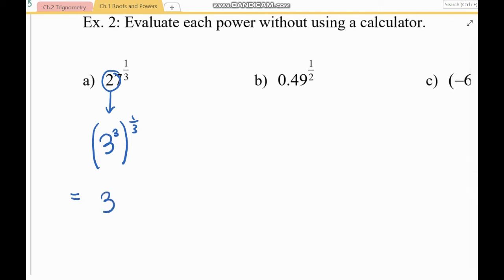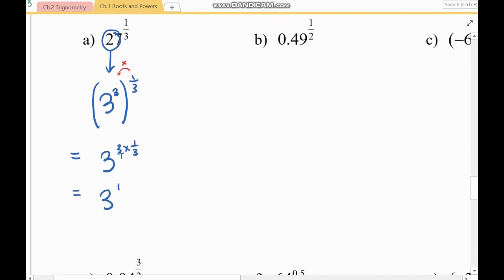You have to multiply to a power of a power. You have to multiply. Then that is 3 times 1/3. So what's 3 times 1/3? 3 over 1 times 1 over 3 is 1. You can omit 1. So the answer is 3.